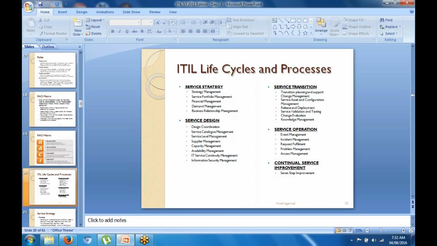Next, after service strategy, you finish this process. Next process is service design. Now in design you are designing the actual service, the actual product which you are offering in the market. So under service design, the design coordination comes, service catalog management, service level management, that is SLM, supplier management, capacity management, availability management, IT service continuity management, and information security management. This part comes under service design. Everything you define, design and keep it into a service catalog.